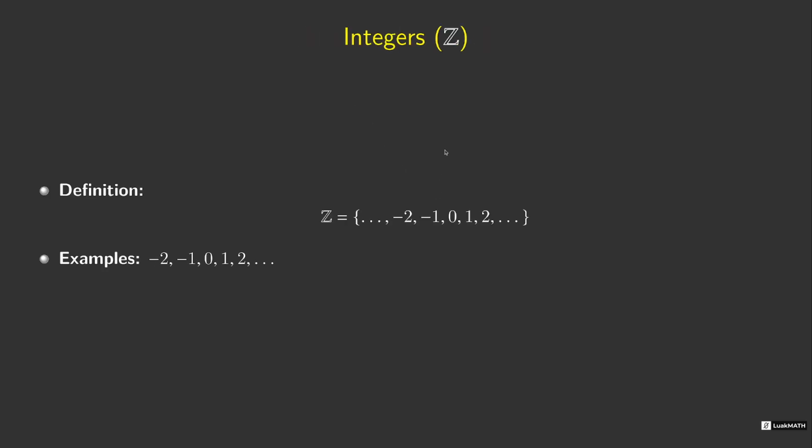Next, we have integers. Integers are the extension of natural numbers. So integers are the set of numbers that include negative whole numbers as well as positive whole numbers with 0 included. One thing you should take away from integers and natural numbers is that they do not accept fractions or decimals. Okay, so that's a defining feature of these sets of numbers.